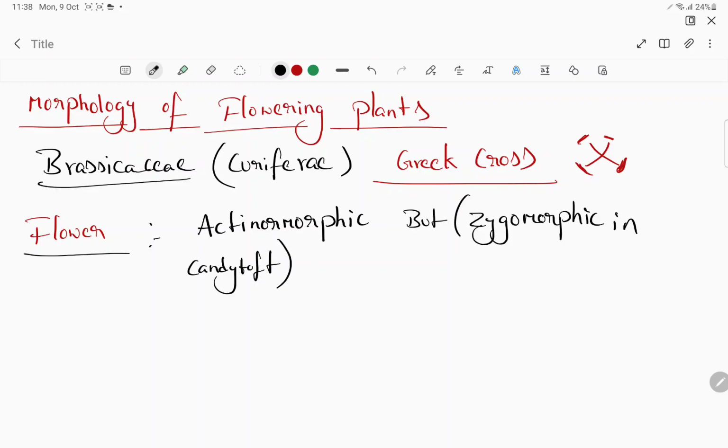So only in this plant you have the zygomorphic flower, and the flower is bisexual, which is hermaphrodite in nature, and the ovary is superior, we call it hypogynous, and we have the di or tetramerous flower.